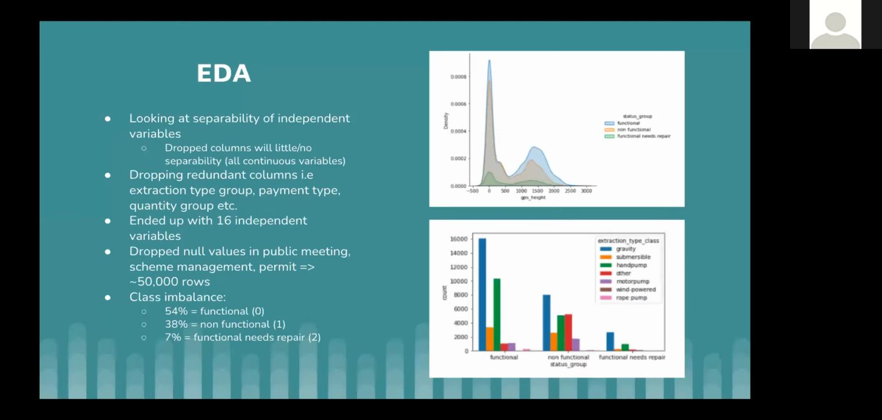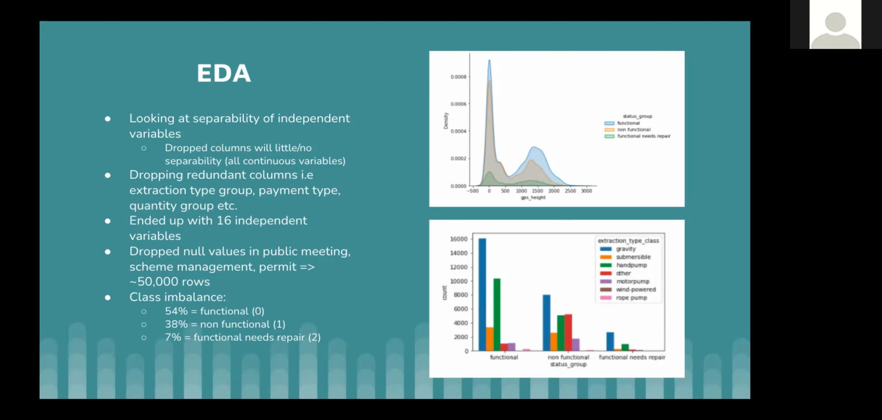For some EDA, I looked at the separability of our independent variables. So the top graph is an example of data that's not very well separated, which is important for our classification model to be able to make these distinctions. Columns that showed low separability, like the top, were dropped from our data, and the bottom is an example of something that showed good separability. So those were the columns that we kept.